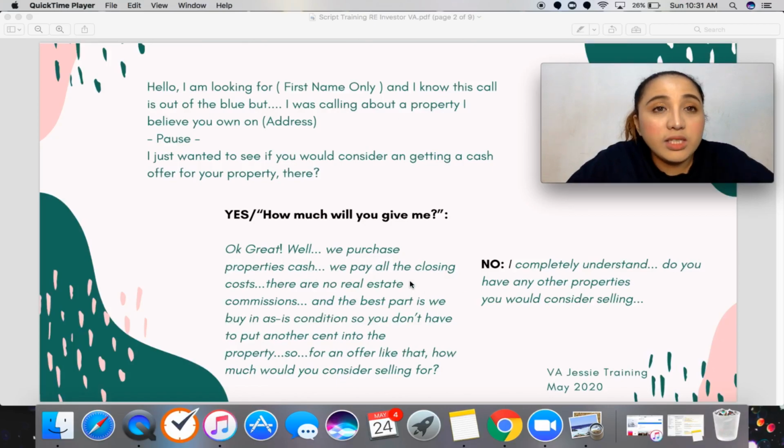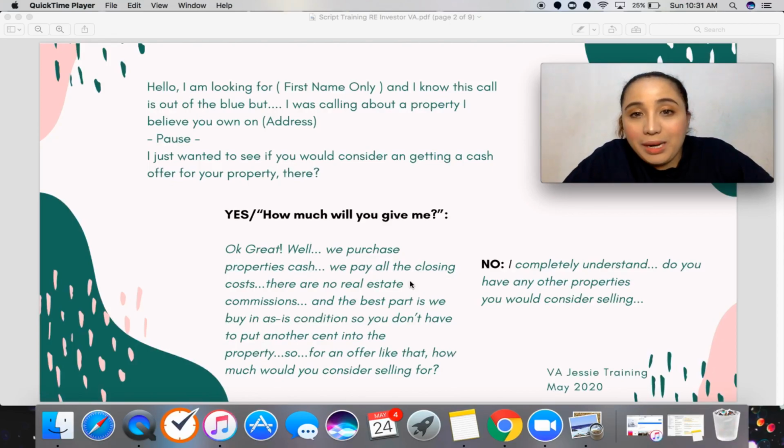So if they say yes, you say, okay, great. Well, we purchase properties cash. We pay all the closing costs, and there are no real estate commissions. And the best part is, we buy it as is condition, so you don't have to put another cent into your property. So for an offer like that, how much would you consider selling for? Very straightforward. You're already asking for the asking price here, all right?